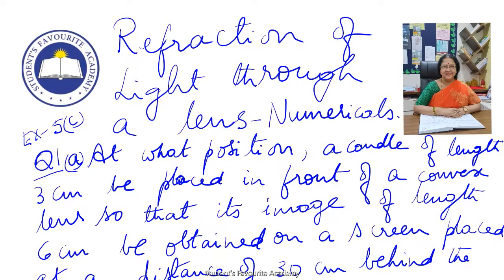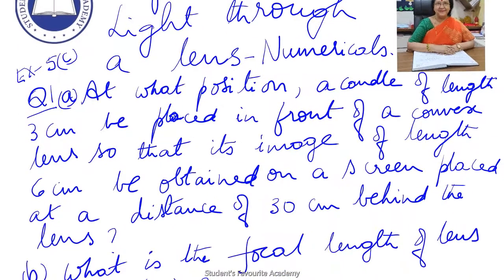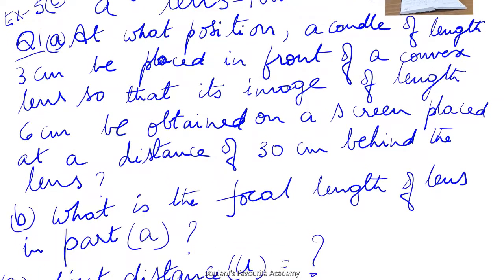So in exercise 5C, question 1 says, at what position should a candle of length 3 centimeter, so 3 centimeter is the size of the object actually, be placed in front of a convex lens so that its image of length 6 centimeter can be obtained on a screen placed at a distance of 30 centimeter behind the lens. So its image of length 6 centimeter, and also we have to find the focal length.